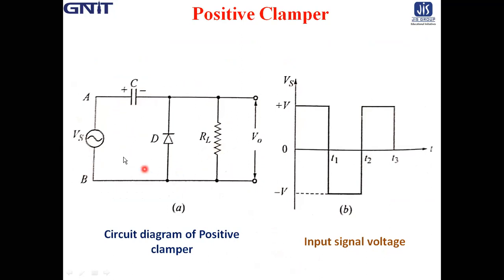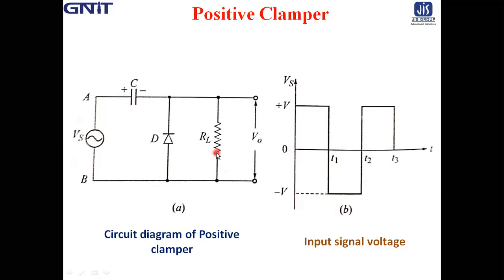This is the circuit for a positive clamper, which uses a diode in shunt, diode D, and a capacitor C in series with the source and load. The input signal is a square wave pulse train of period T. The clamped output voltage is obtained across the load resistance RL. The principle of operation of a clamper is explained.